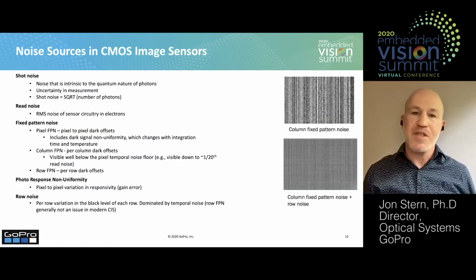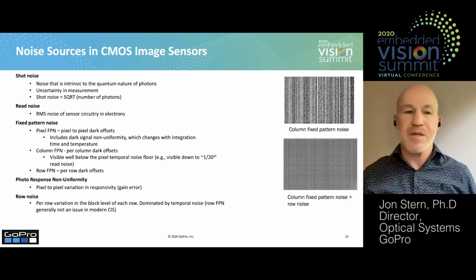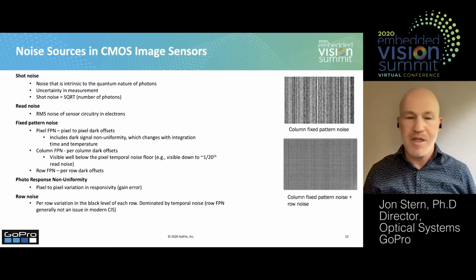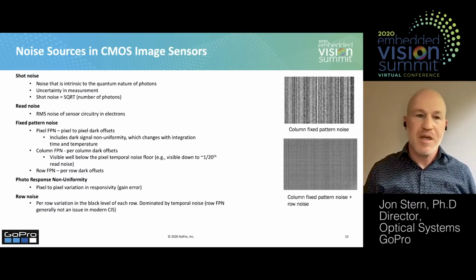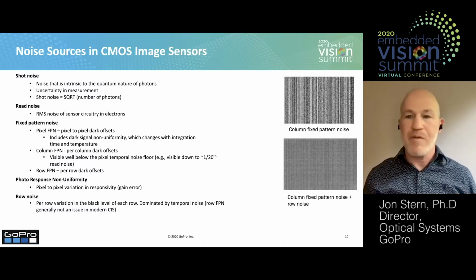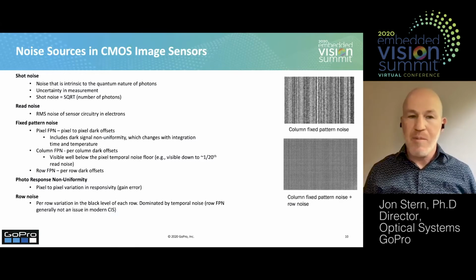CMOS image sensors have certain characteristic noise sources, and when developing a system, some awareness of these is necessary. First is shot noise. This is noise that's intrinsic to the quantum nature of photons. It's an uncertainty in measurement, and the shot noise is equal to the square root of the number of photons. Read noise is the RMS noise of the sensor circuitry, typically measured in electrons.